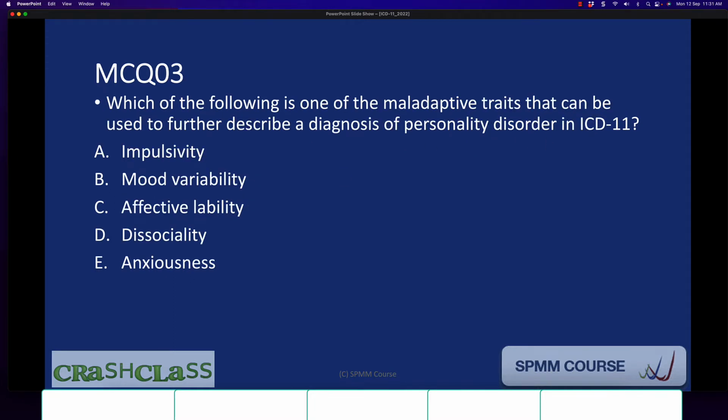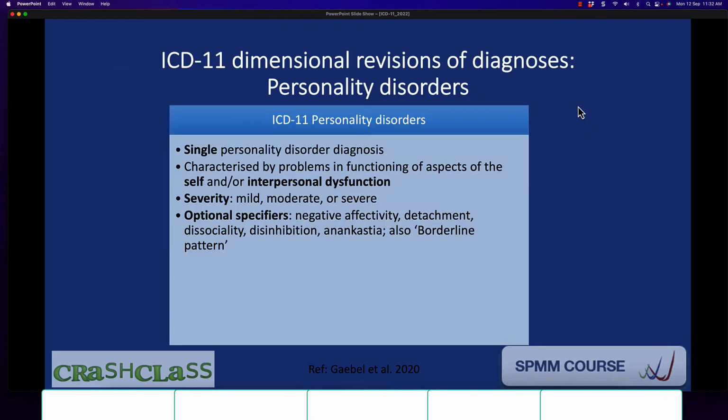Question number 3. Which of the following is one of the maladaptive traits that can be used to further describe a diagnosis of personality disorder in ICD 11? A. Impulsivity. B. Mood variability. C. Affective lability. D. Dissociality. E. Anxiousness. Let's look into the ICD 11 dimensional revision of diagnosis for personality disorder.